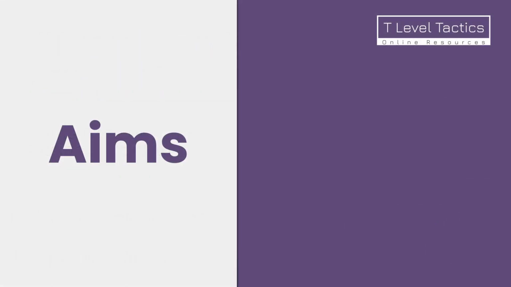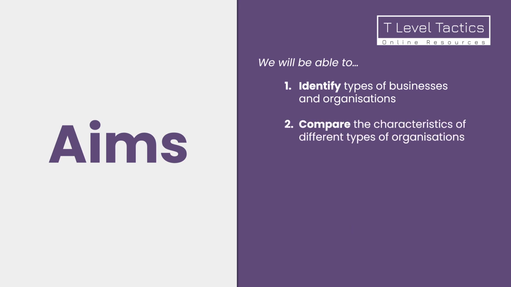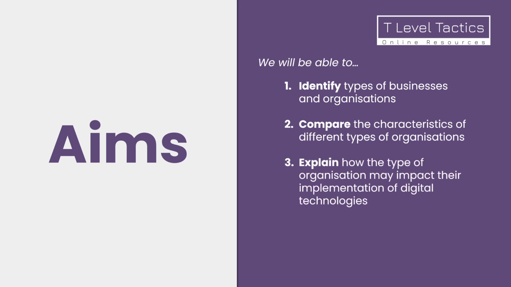So, what we're going to be looking at is, we're going to identify types of businesses and organisations. We're going to compare the characteristics of different types of organisations, and also explain how different types of organisations, well, how that might impact their implementation of digital technologies.